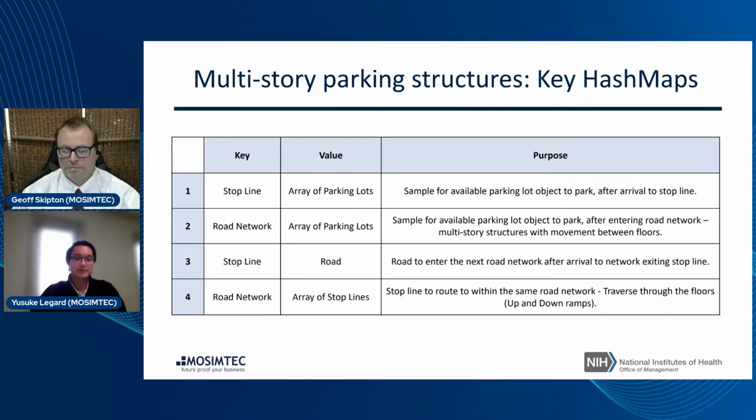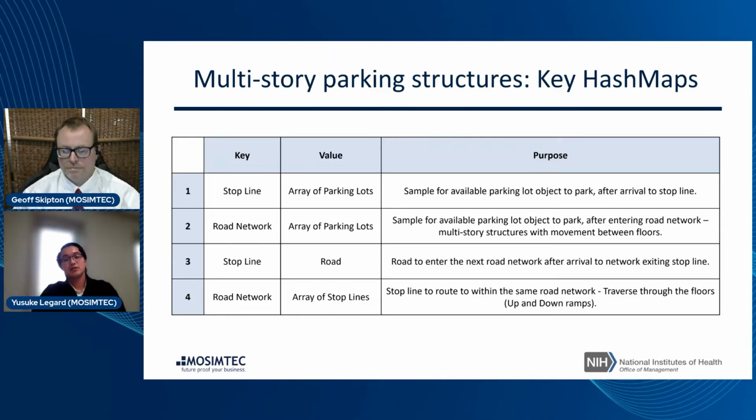The second hash map is a key of a road network and a value of an array of parking lot objects. This is used in MLP12, which allows for vehicle movement within the structure. This hash map, like the previous one, is used by the vehicle to sample for an available parking object to park at. The difference in this case is that it is sampled when entering each road network, which in other words is a floor. The next hash map has a key of a stop line and a value of a road.